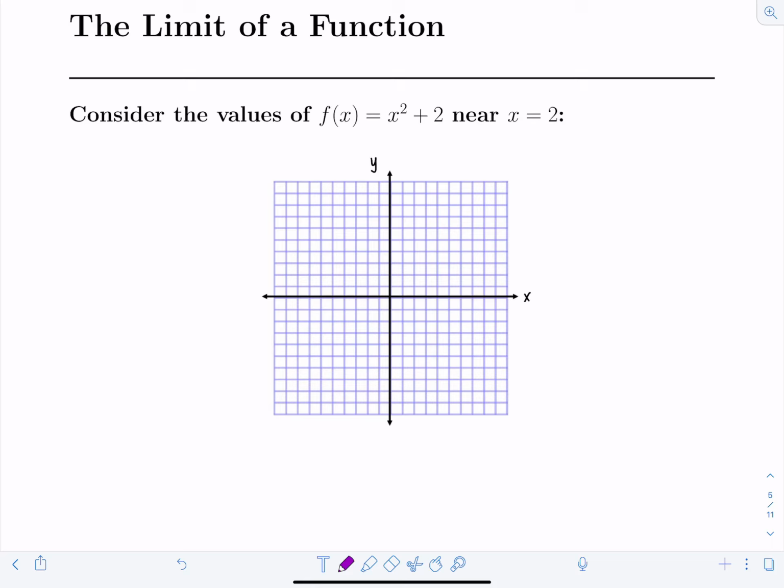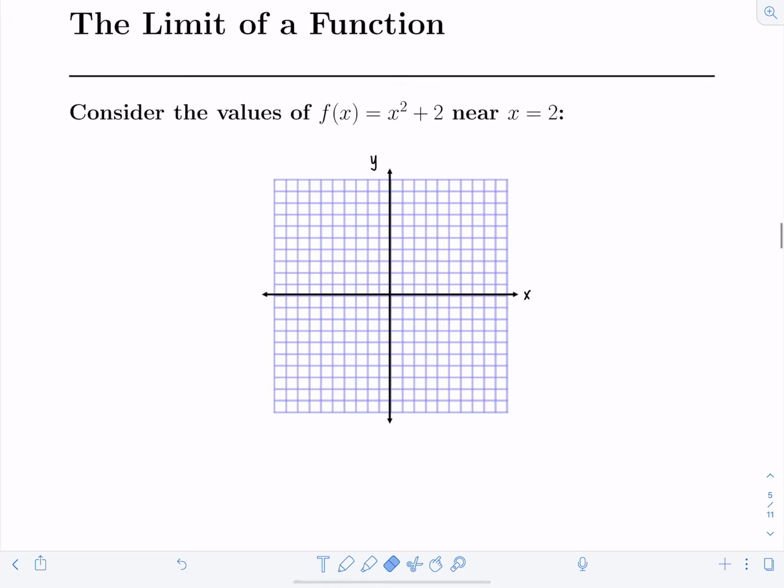So to differentiate these two and to help develop this topic, we're going to look at a function that we should be super familiar with, f of x equals x squared plus 2. And we're going to look at all of the values on this function, on this parabola, near x equals 2. So let's start off by sketching the graph.